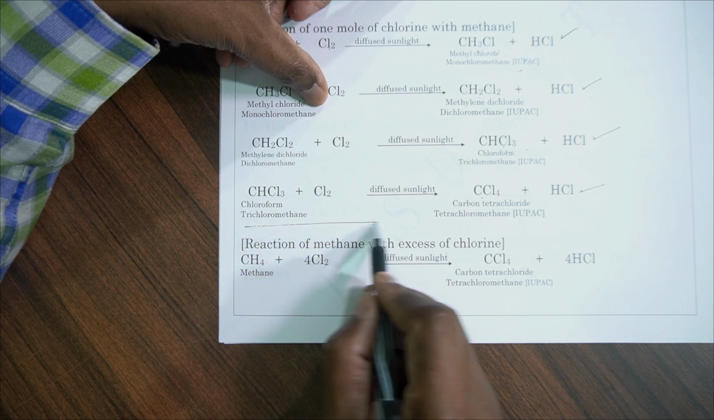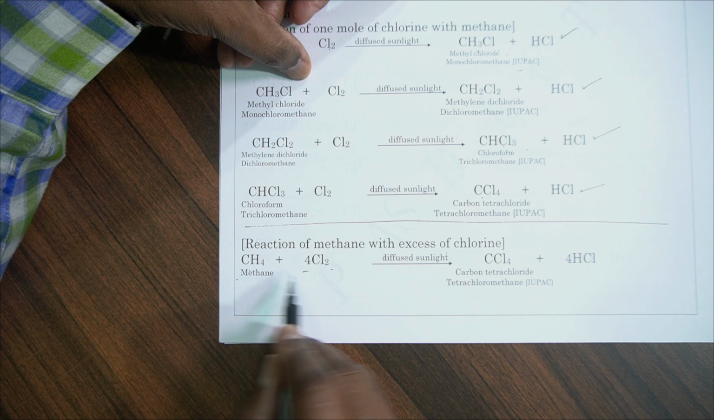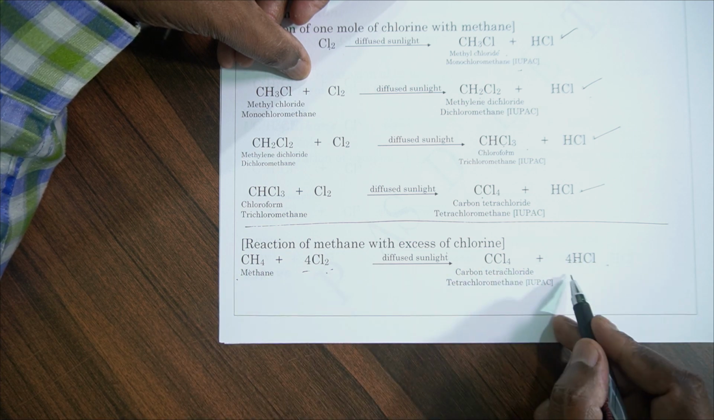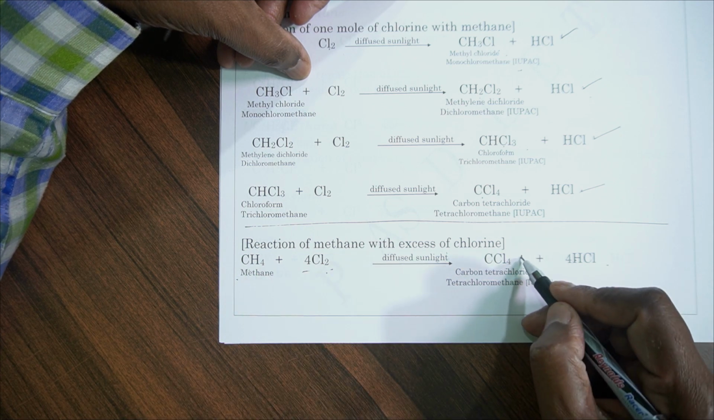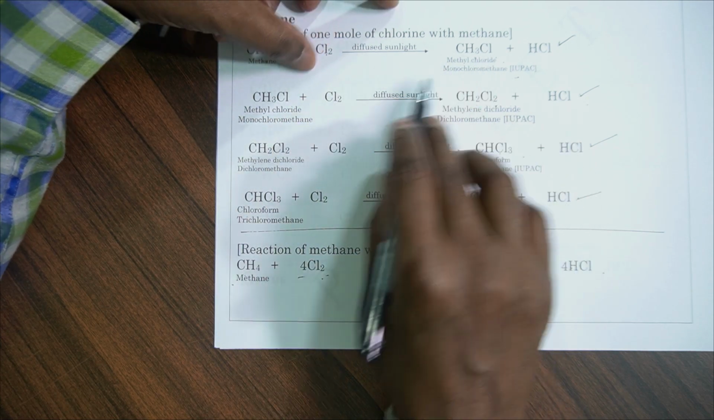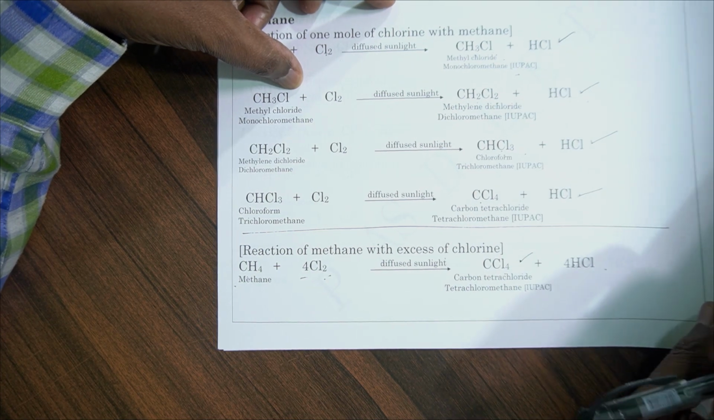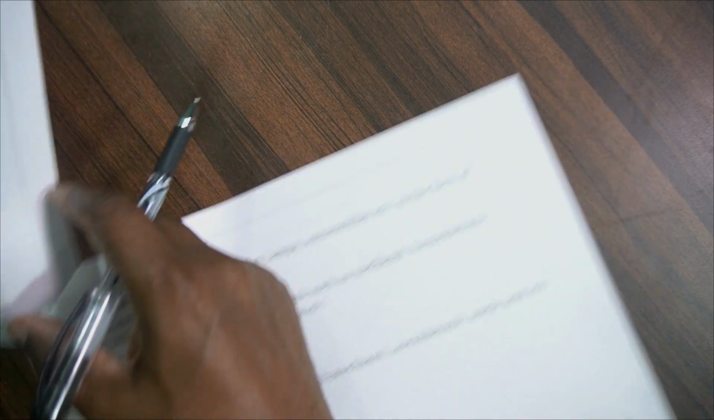Now if you want to add up all these reactions, excess of chlorine is taken, you will get CH4 plus 4Cl2, CCl4 plus 4HCl. So according to the question you may answer. When methane reacts with excess of chlorine, CCl4 is formed. Methane reacts with 1 mole of chlorine, methyl chloride is formed. Methyl chloride again changed to methylene dichloride, then chloroform and carbon tetrachloride. Hope you are understanding. Now let us take ethane.